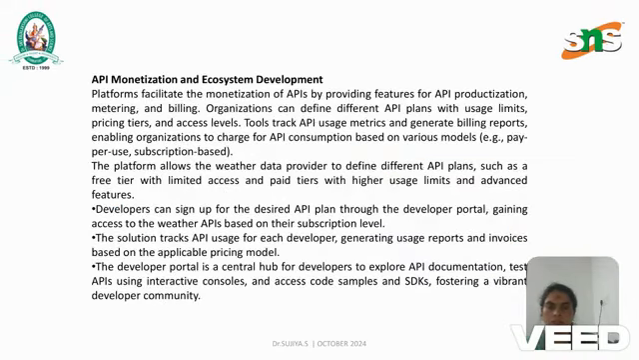API monetization and ecosystem development is supported by providing features for API productization, metering, and billing. Organizations can define different API plans with usage limits, pricing tiers, and access levels. Tools track API usage metrics and generate billing reports, enabling organizations to charge for API consumption based on various models. The platform allows weather data providers to define different API plans, such as a free tier with limited access and paid tiers with higher usage limits and advanced features.